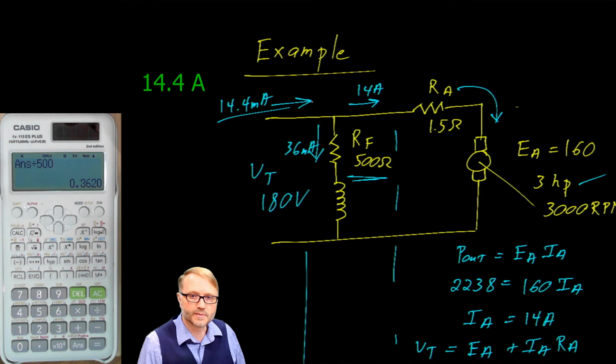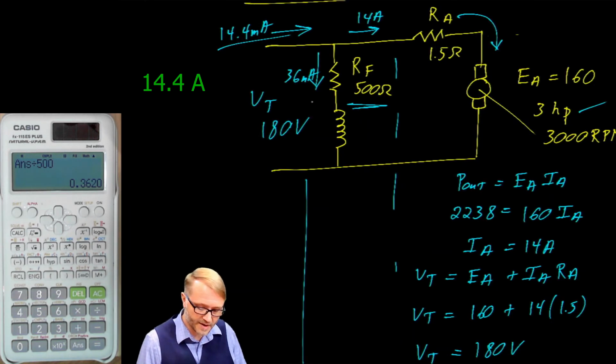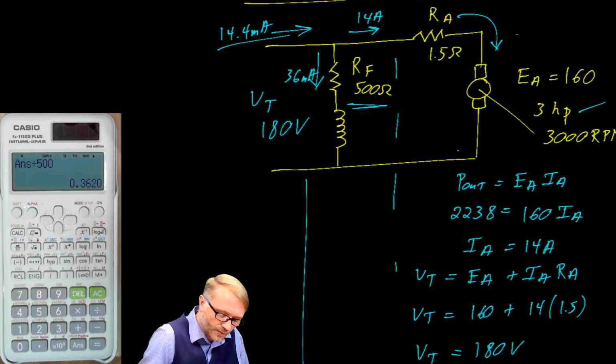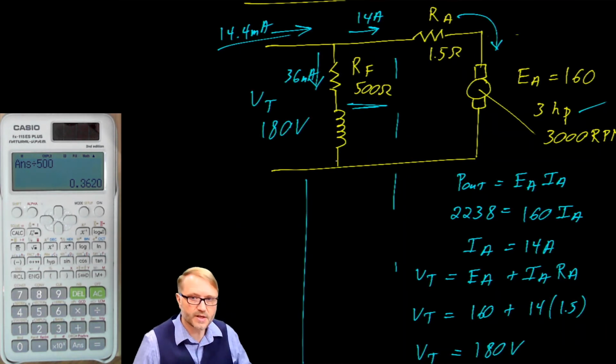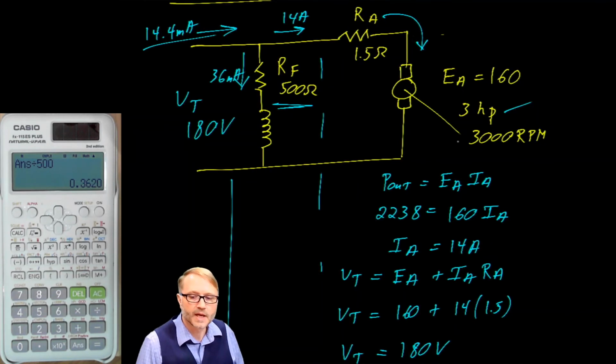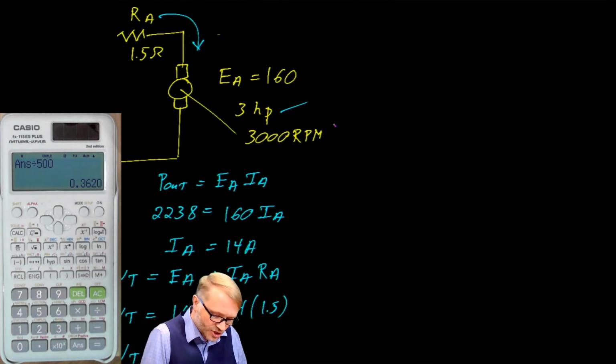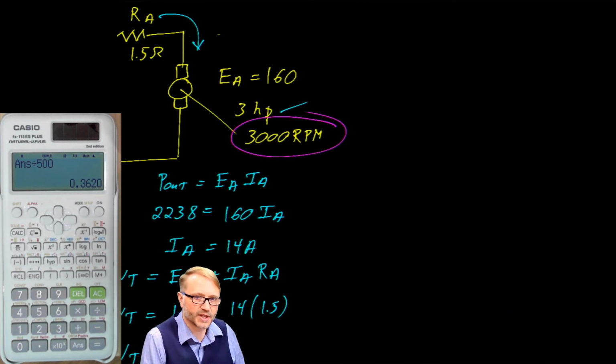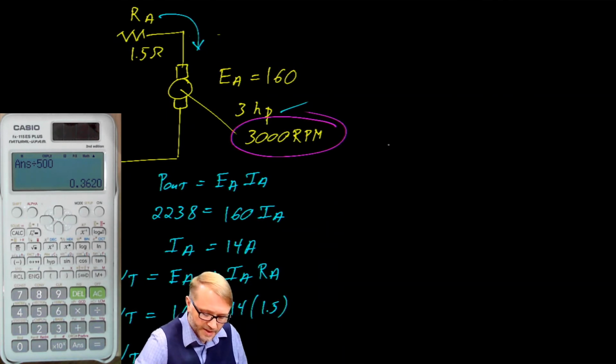I hope that problem wasn't too bad, although it should have felt very familiar. Working the problem right to left and all of the steps you did should have been very reminiscent of the transformer work that we did earlier. Before we finish our discussion, let's change the operating conditions of this machine. Right now, the machine is spinning at 3,000 RPM and it's producing 3 horsepower. Let's add a load so that the machine is now spinning at 2,500 RPM. Find the new horsepower.